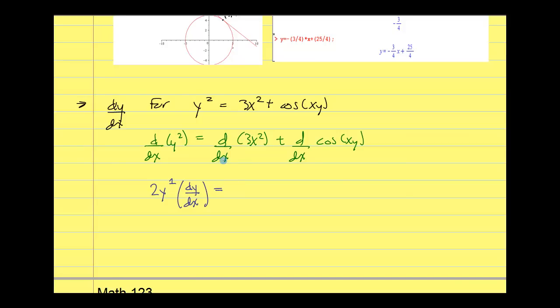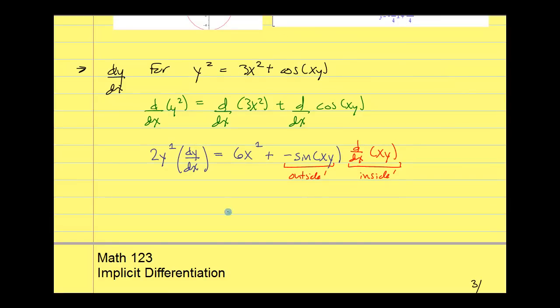Now the derivative with respect to x of 3x squared is 6x. And if you want to think about it, I'm actually using the chain rule here as well. The derivative of x with respect to x is just 1, so there is a dx divided by dx here. Now this is the interesting one. The derivative with respect to x of the cosine of xy is going to be negative sine of xy times the derivative with respect to x of xy, where I'm going to have to use a product rule. So this was the derivative of the outside, prime, and this is the derivative of the inside, prime.